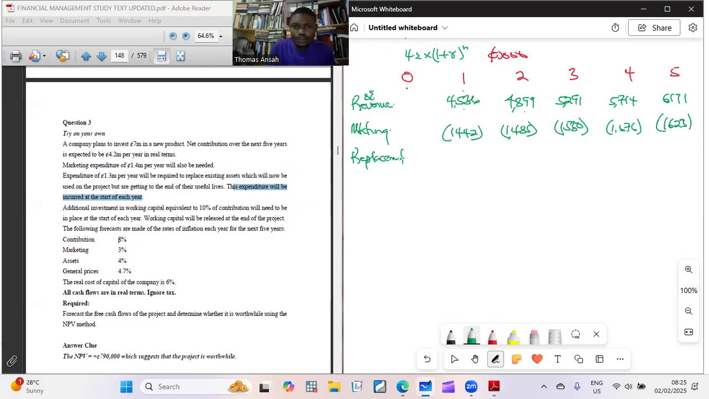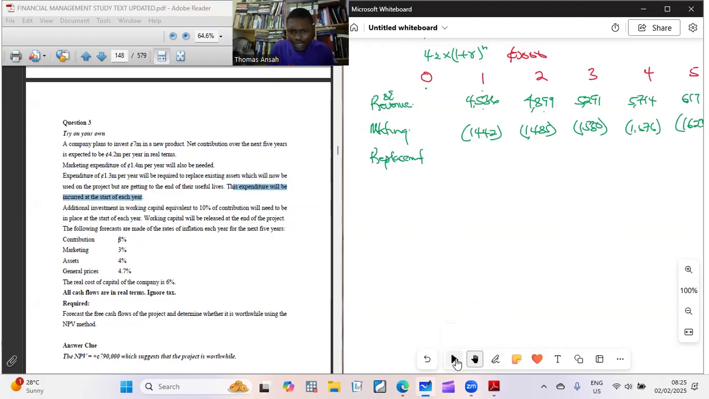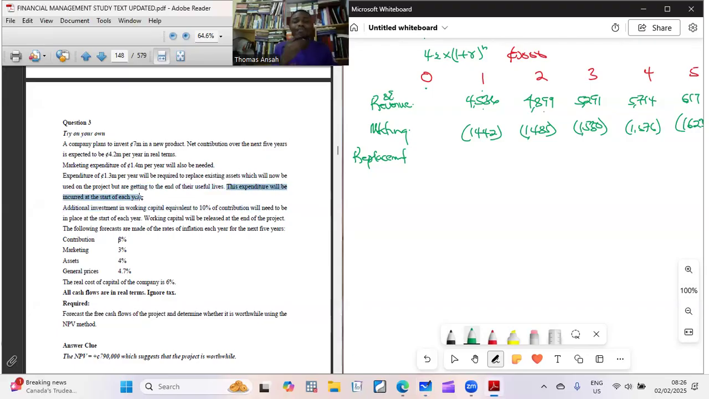So I told you that when you are doing these ones, especially, we discussed replacement the last time. Replacement, per your understanding, should be able to tell you that it is not a repair. You understand? It's like a capital expenditure. In fact, that one should have even helped you. Replacement is not a repair. So replacement is mostly seen as a capital expenditure.